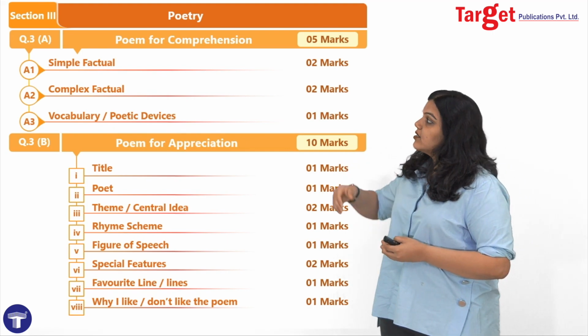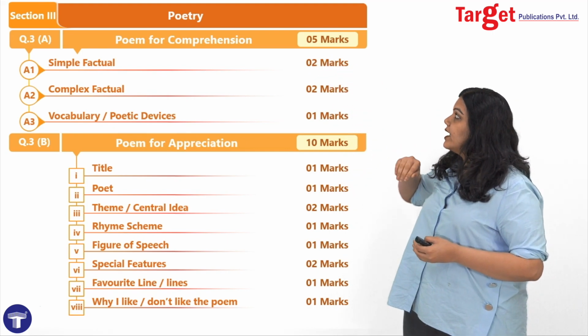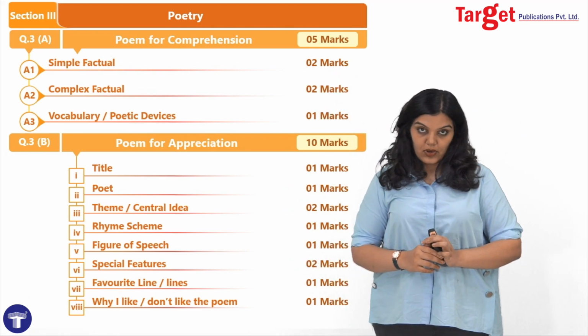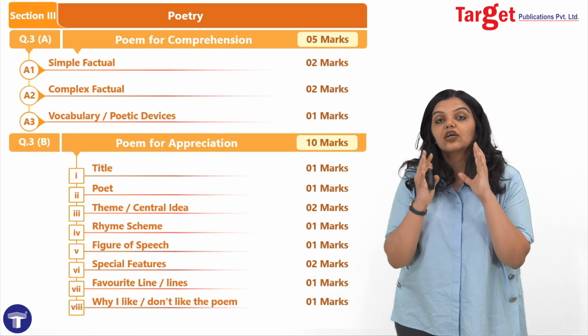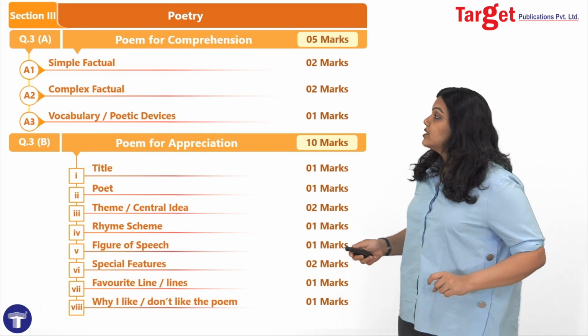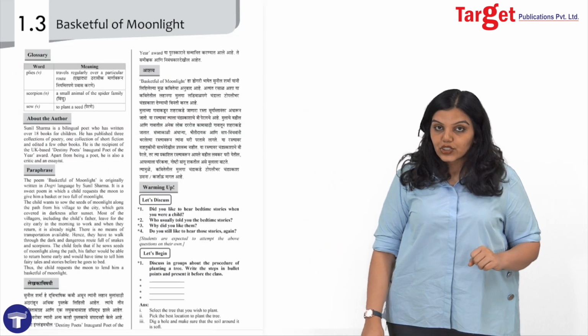And as you can see, the questions in question 3A are worth 5 marks, whereas the appreciation is a 10-mark question. So that's a large chunk of your marks. And to help you with this, let's see what is provided in your My English coursebook.